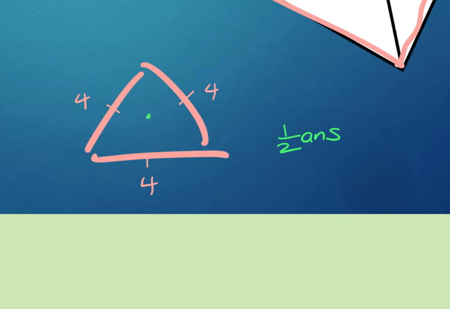360 divided by 3, which is 120. That's the central angle. Cut it in half, and it's 60 at the top. This would be 2, because it's half the side length. And now 2 equals a root 3. The apothem is your A.